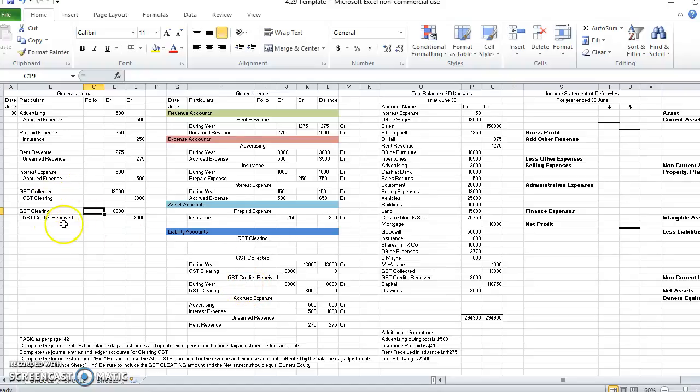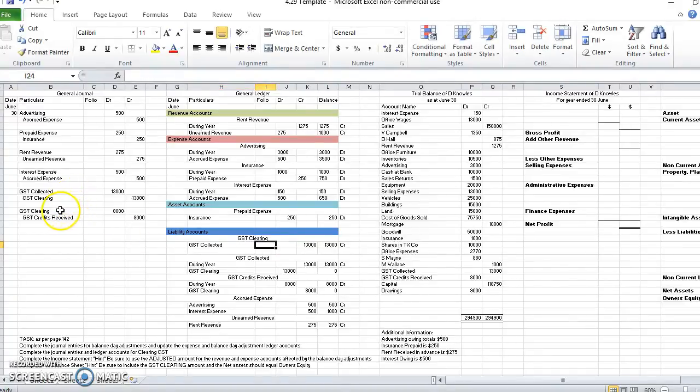So, have all 4 of these been posted to the ledger? Let's see. GST collected, debit $13,000. That was recorded. GST clearing, credit $13,000. GST clearing, nothing. So we have to go GST clearing, credit $13,000. Give us our credit balance. The opposing account was GST collected, as we can read from the journal entry.